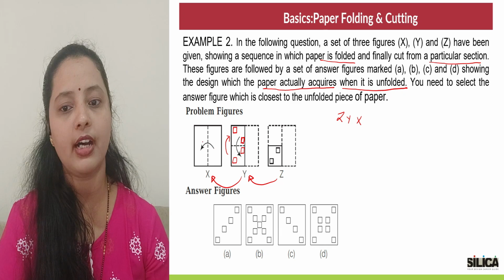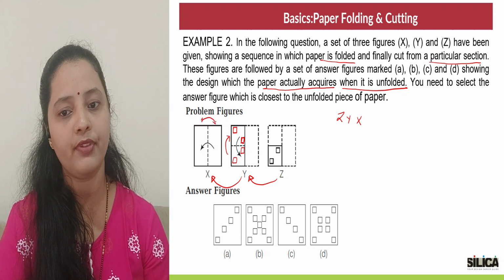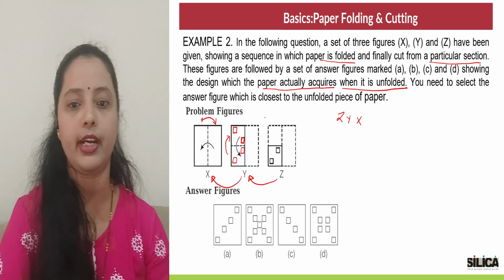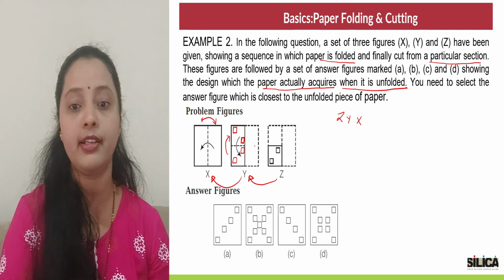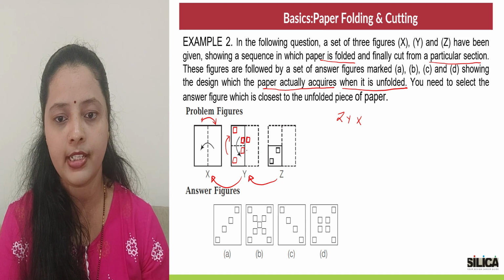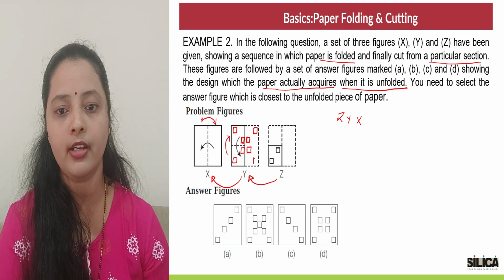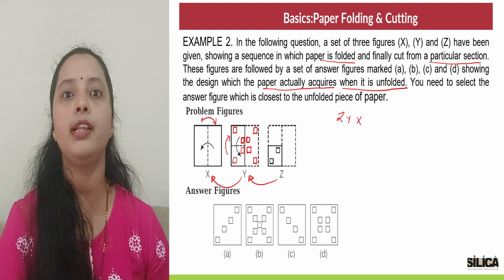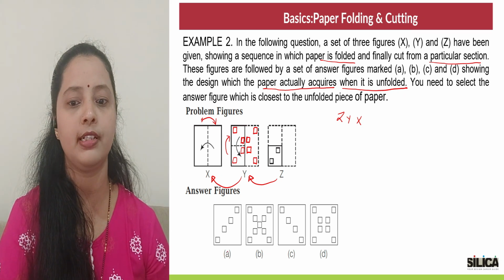So Y to X, how was the paper closed? It was closed from right to left. So now I have to visualize from left to right. That means the same design, I'll just have to copy it down on the right hand side. So if I copy it down on the right hand side, these will be the center squares and each square along the corner of the larger square that is there. So this is the pattern that I'm getting. Now match it with the options that is there.